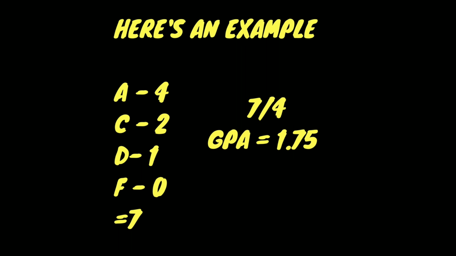All right, let's try one more. Now, this particular semester, I did not do well at all. I got 1 A, a C, a D, and an F. So if I tally up and add up all of those points, I only come up with 7 points. Of course, again, divide that by 4, and now my GPA is only a 1.75. So I'm not even eligible to compete at the NAIA level with this particular GPA.